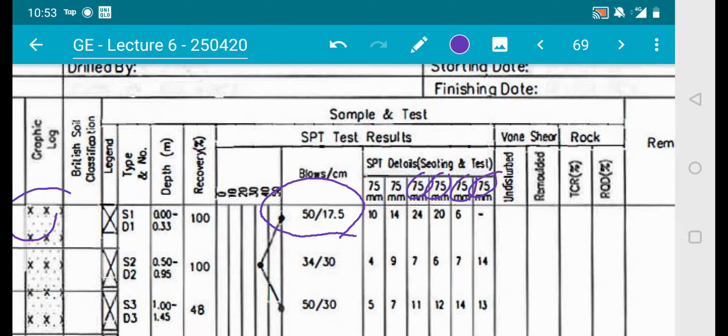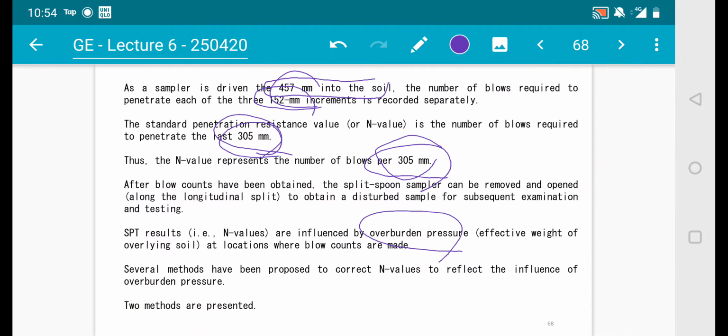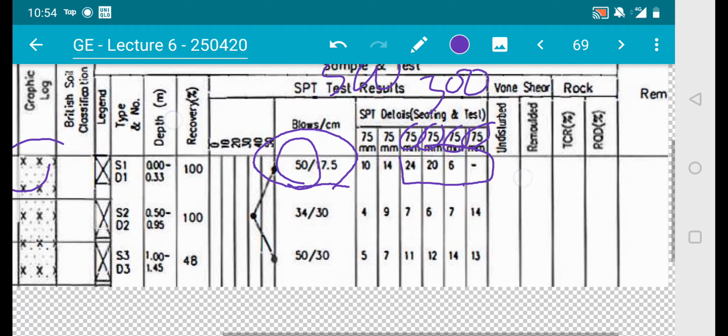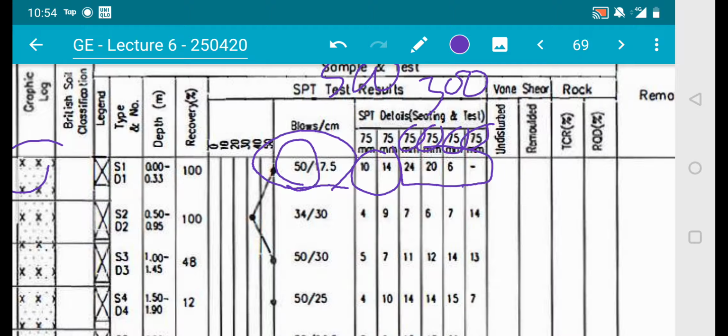The total of these 4 parts will be 300. The overall total is 500. According to this statement, this is another type of SPT. So this is 457, here we have 500, and the last number is 305, and the last of this number is 300. So we just take into account this value here. So 24 plus 20 plus 6 sum to 50 blows. This is how we count the last 300 mm. We don't count this part over here. We count the last 4 parts here.